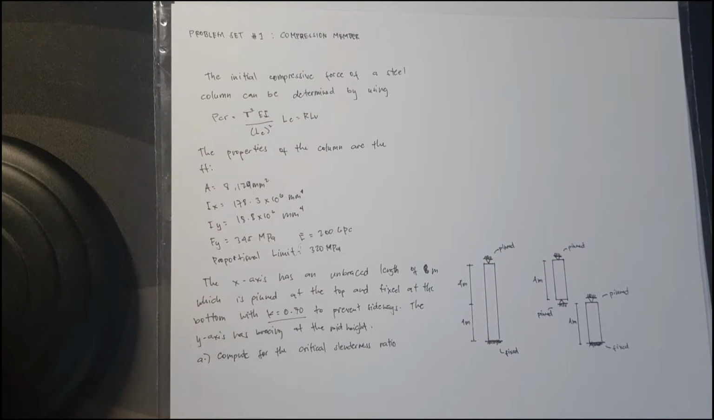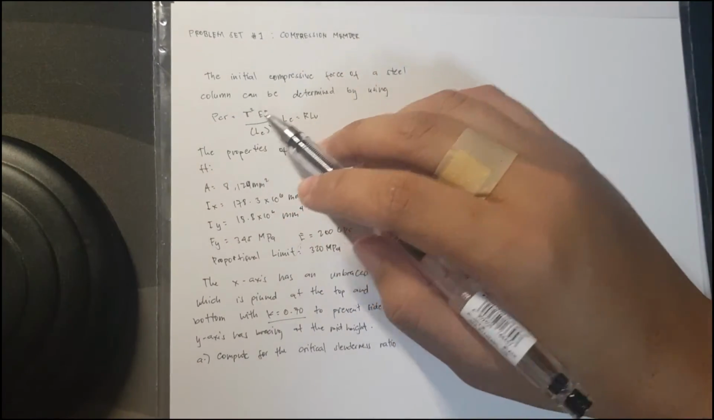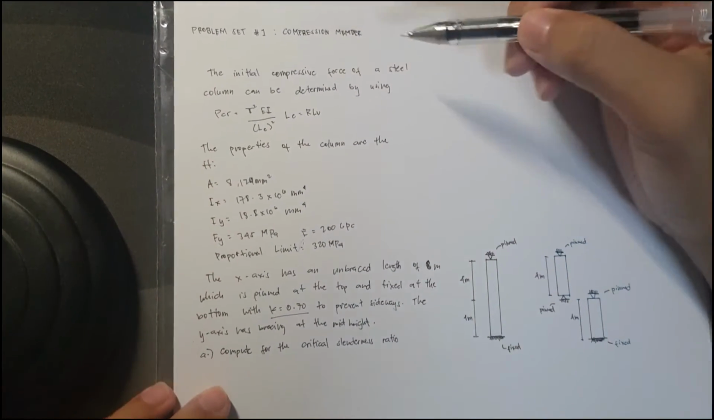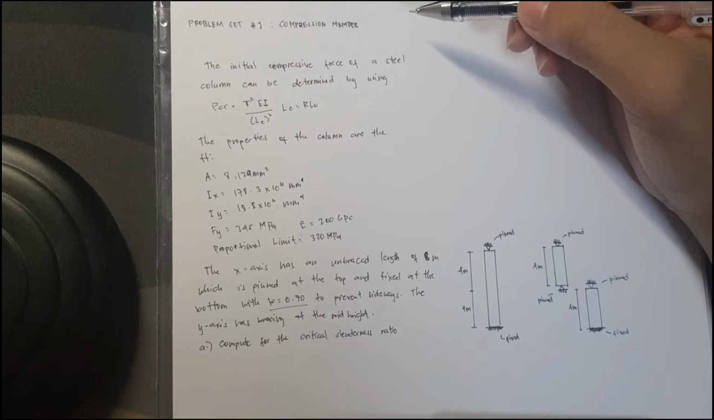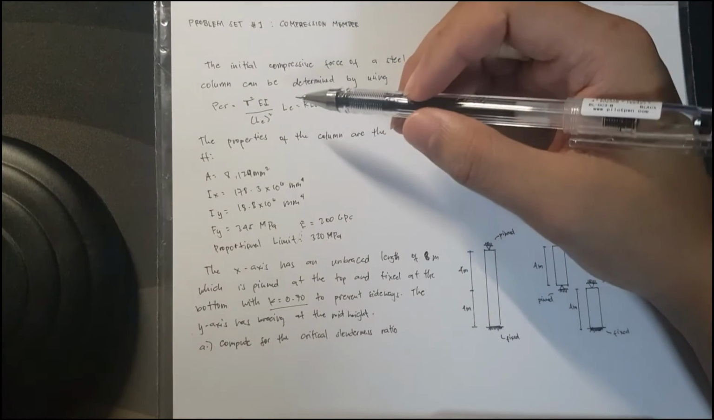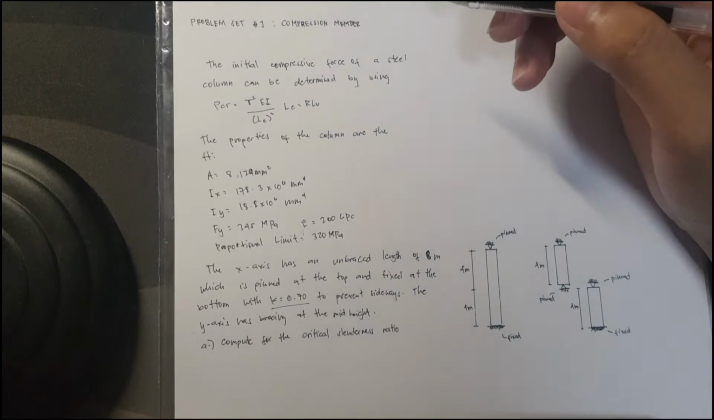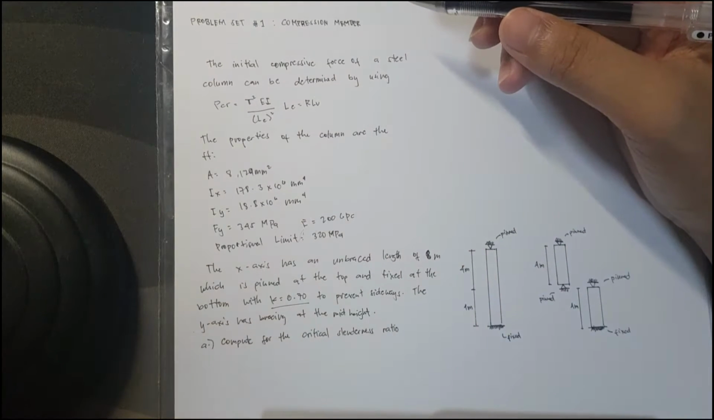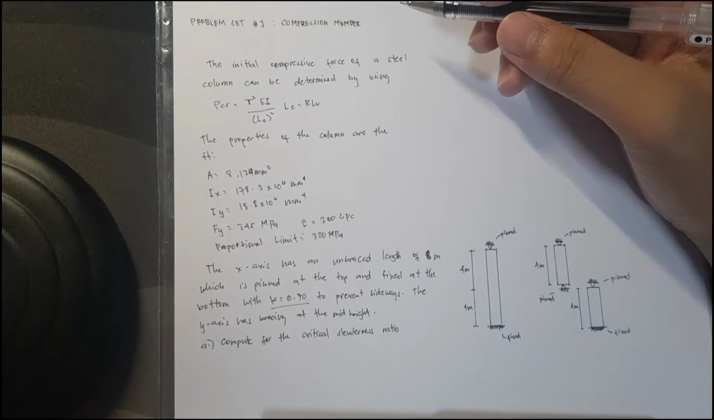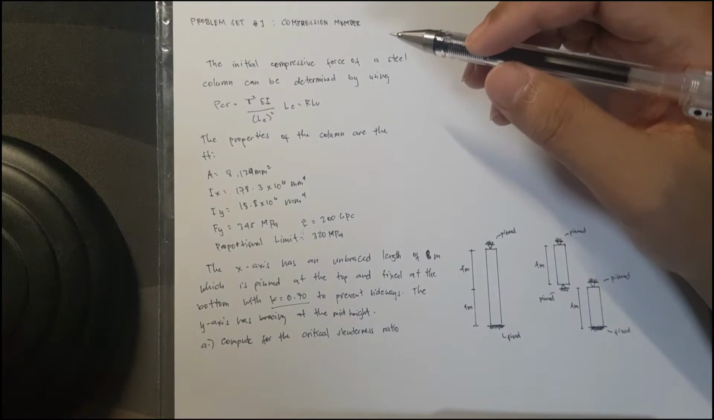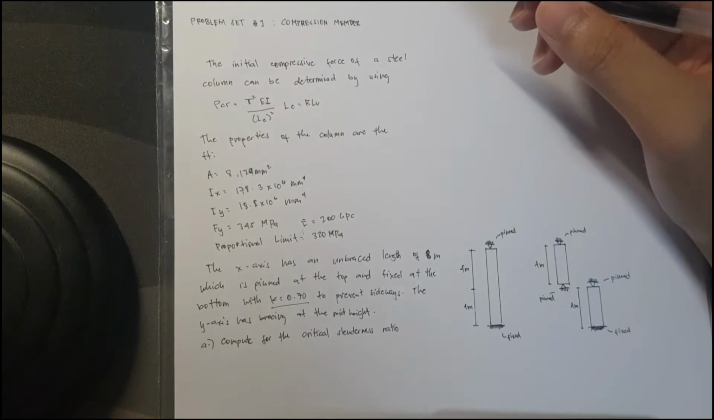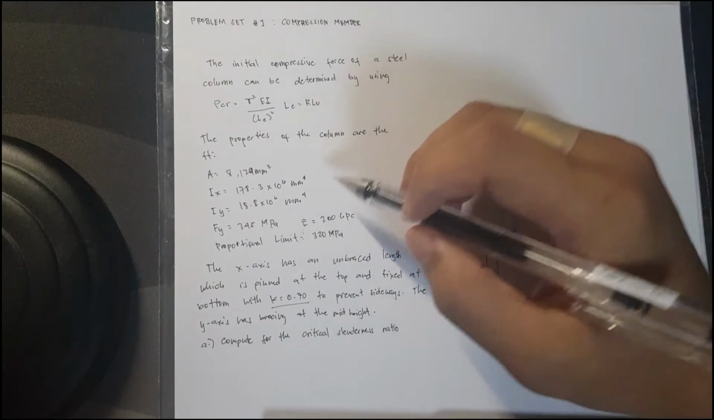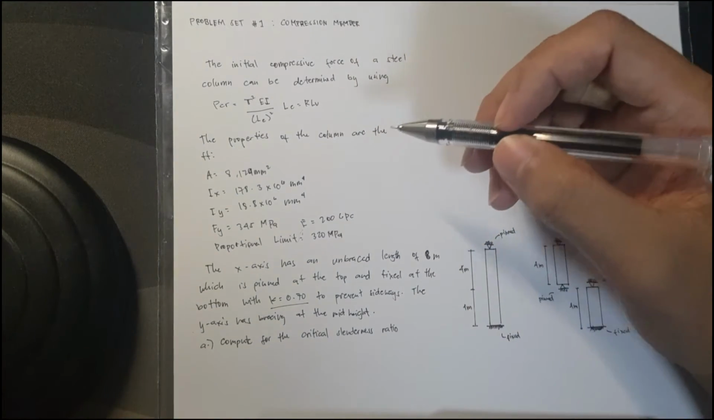So this is problem set number 1, compression member. The first problem: the initial compressive force of a steel column can be determined by using Pcr equals pi squared times EI all over Le squared. The properties of the column are the following.